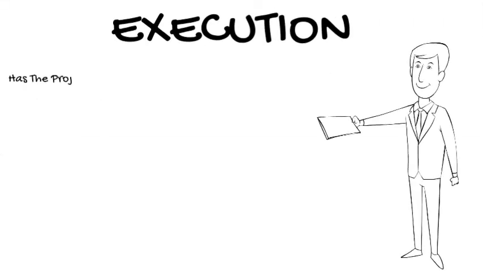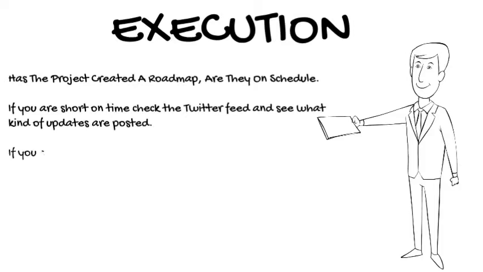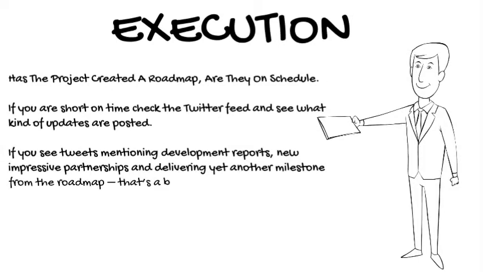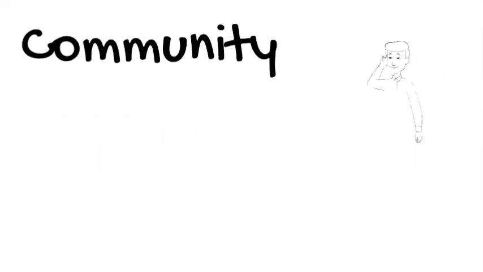Execution is up next. Has the project created a roadmap? Are they on schedule? If you are short on time, check the Twitter feed and see what kind of updates are posted. If you see tweets mentioning development reports, new impressive partnerships, and delivering yet another milestone from the roadmap, that's a bold yes. If there are only a few exchange listings and retweets from large accounts, that is not a good sign. Next up, community.